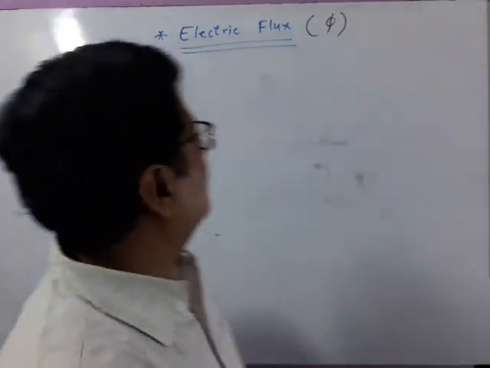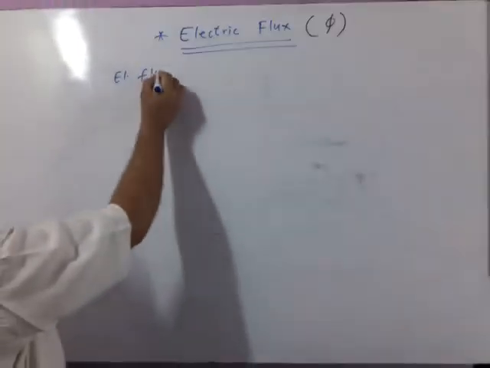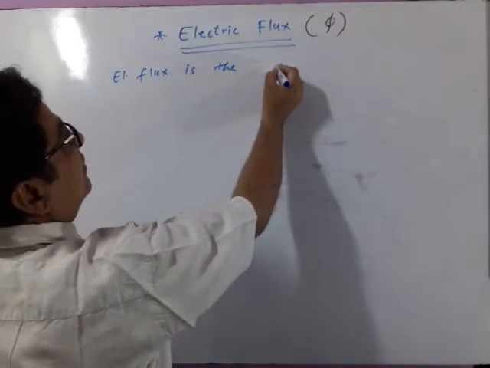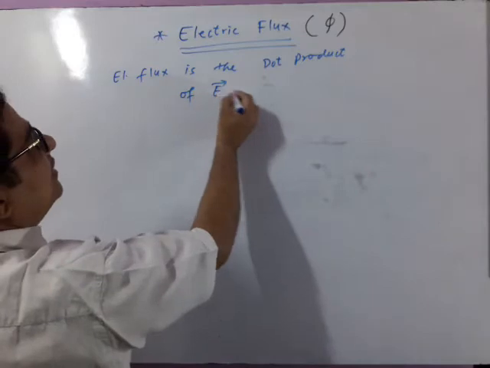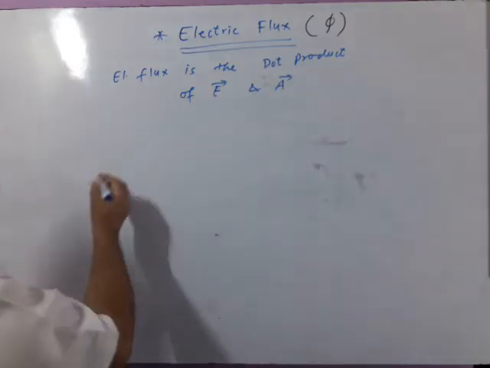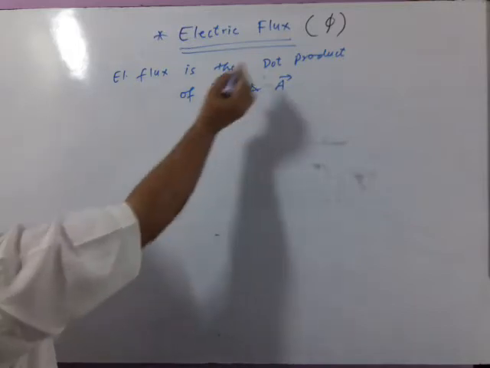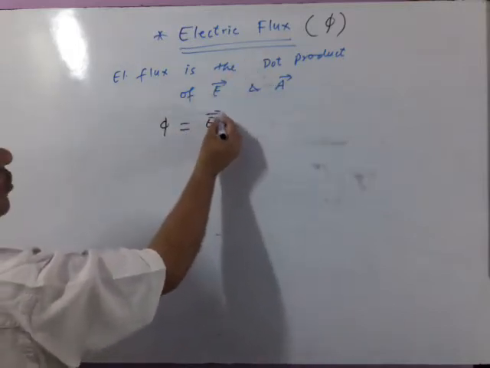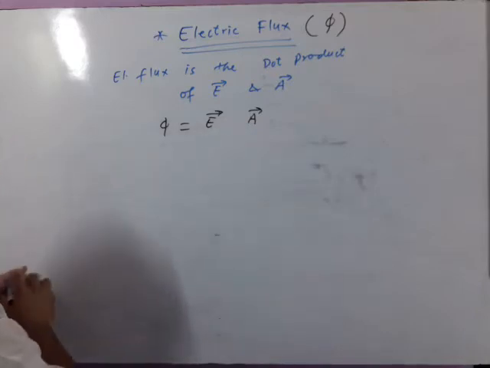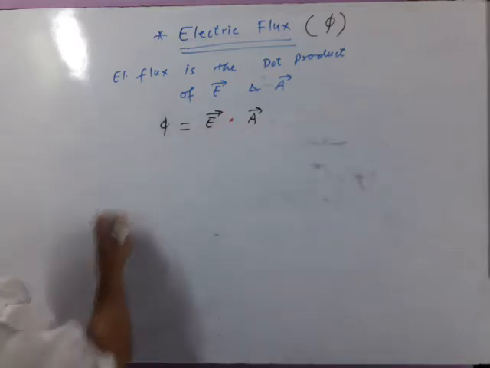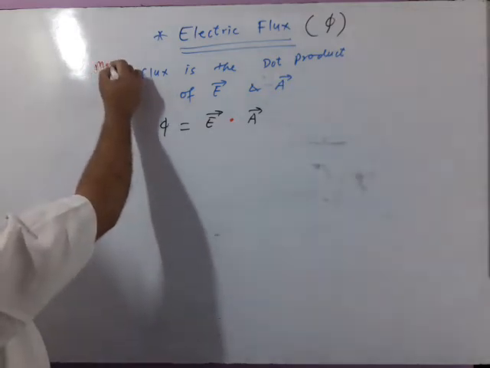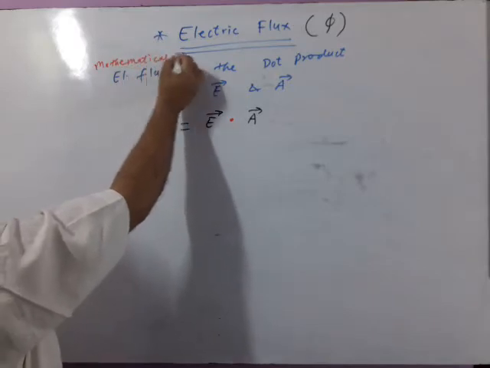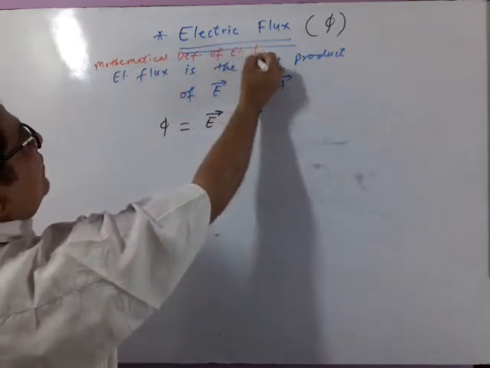Electric flux. Electric flux is the dot product of E vector and area vector. See, electric flux, written with phi, is the dot product of E vector and A vector. This is flux, E vector dot A vector. This is also called the mathematical definition of electric flux.